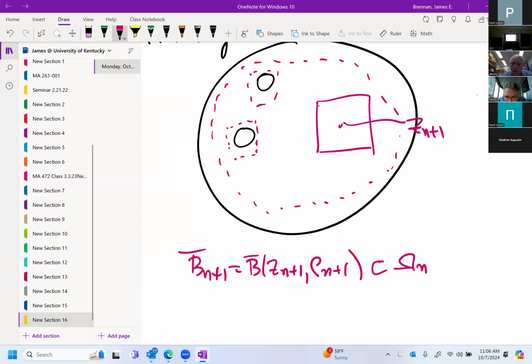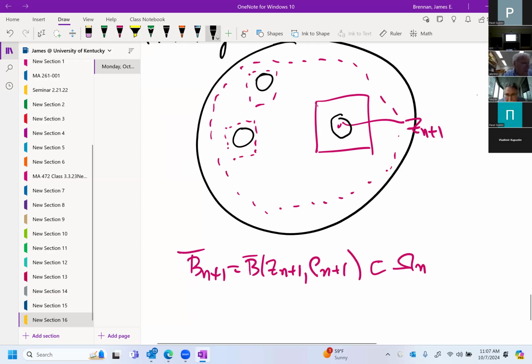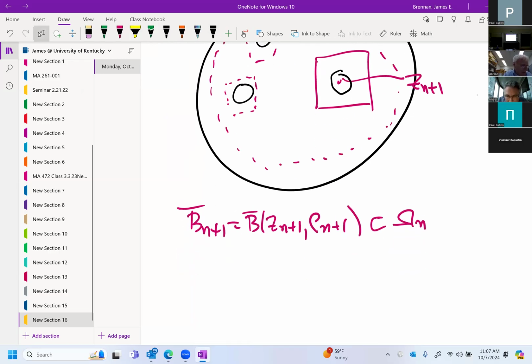Now suppose I have, okay, so then I'm going to put in a disk, a very small disk here. So this new disk here, D_{n+1}, is going to be equal to a disk of Z_{n+1}, R_{n+1}, where R_{n+1} is less than rho_n. Okay, so much smaller. Now, the question is, how much smaller do I want to put this?